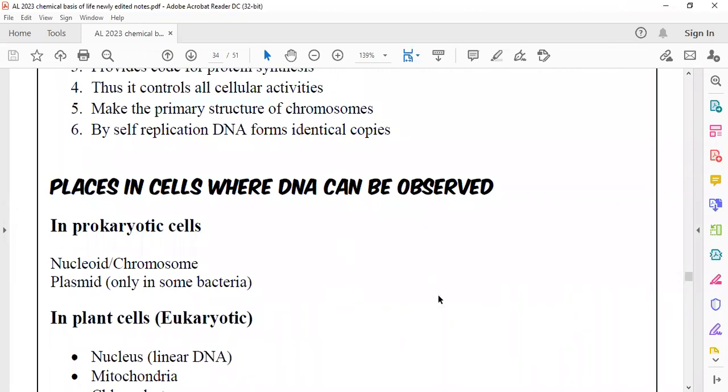Okay, nucleoid is there and plasmid are there. Both are located in the cytoplasm, right? Both of them are circular DNA. What kind of DNA? Circular DNA. Mark it down. So prokaryotic DNA are circular DNA.